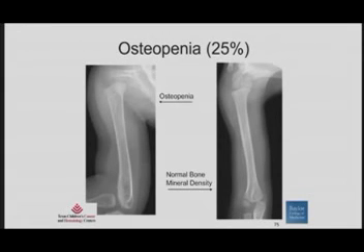Osteopenia, or, quote, thinning of the bones, was seen in 25% of patients. Here you can see an X-ray on the right side of normal bone mineral density, so there's more white in the bone, whereas on the left side, this is an X-ray of osteopenia, where the bones appear less dense.